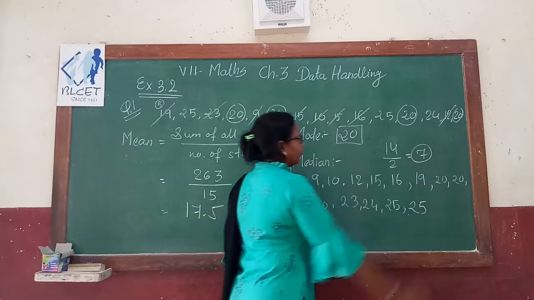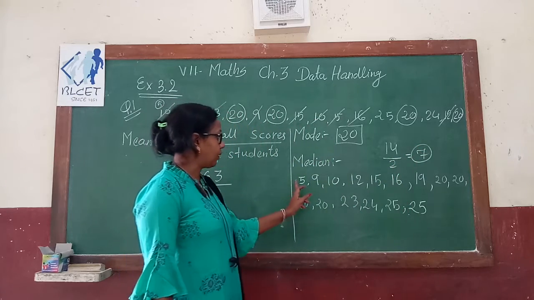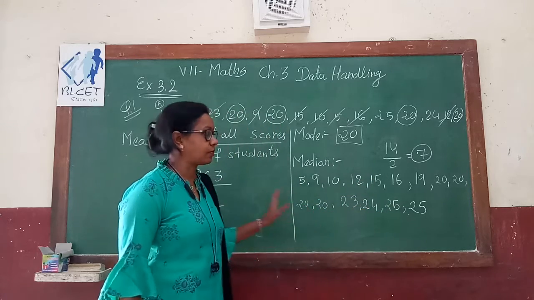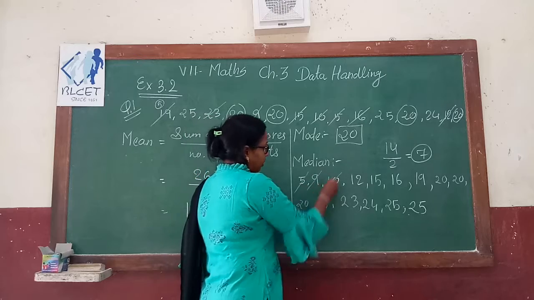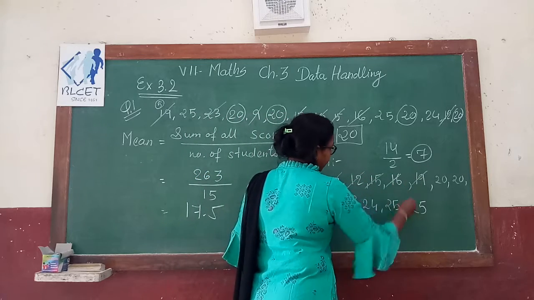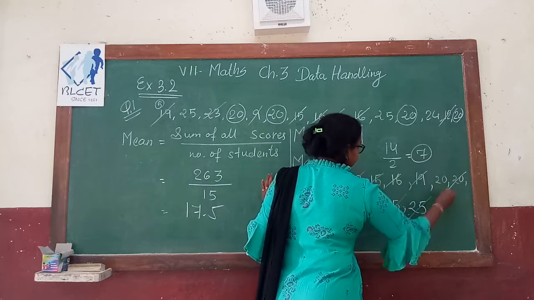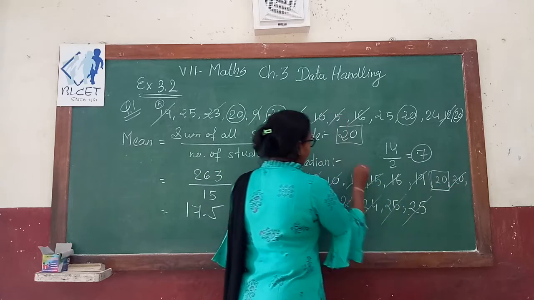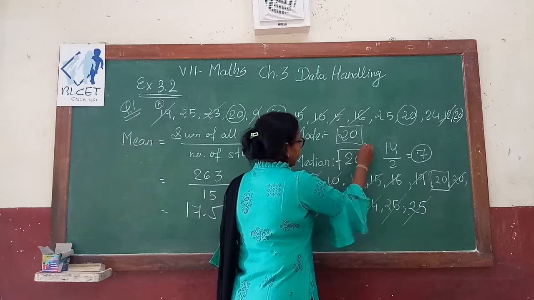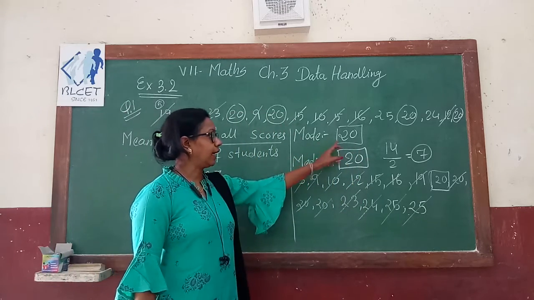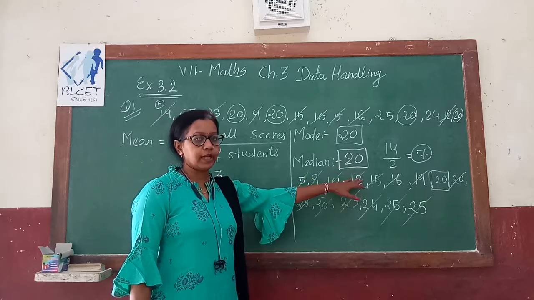7. Why is it 7? 7 you have to cancel from the beginning and 7 you have to cancel from the last one. So see. 1, 2, 3, 4, 5, 6, 7. 1, 2, 3, 4, 5, 6, 7. So what is left? 20. So what is the median? 20. So mean 17.5, mode 20 and median also 20.